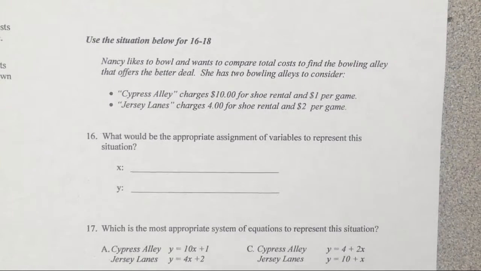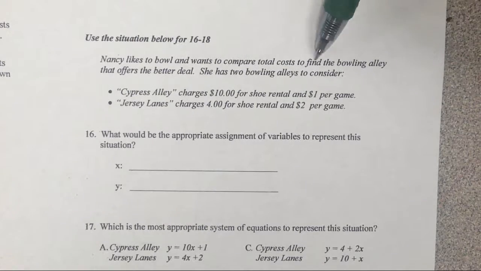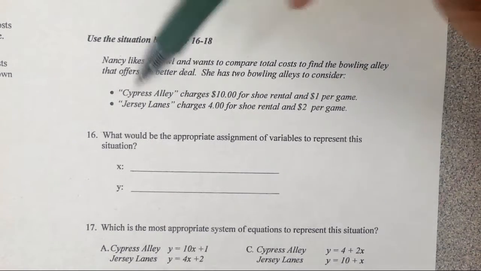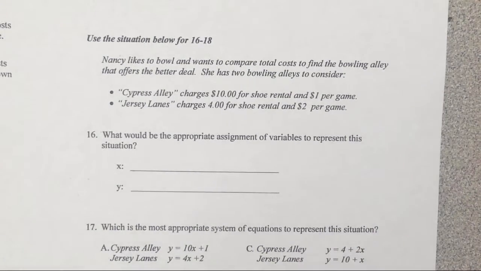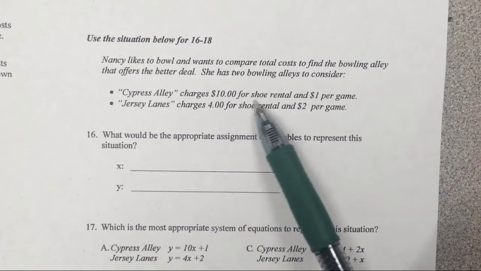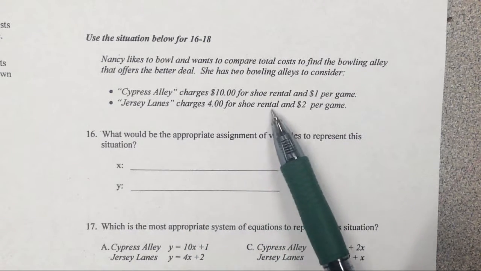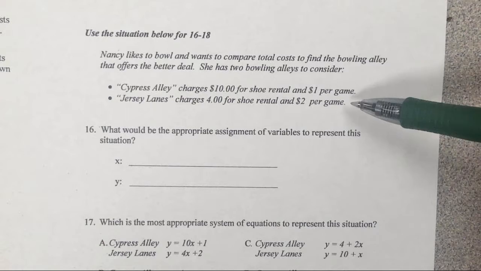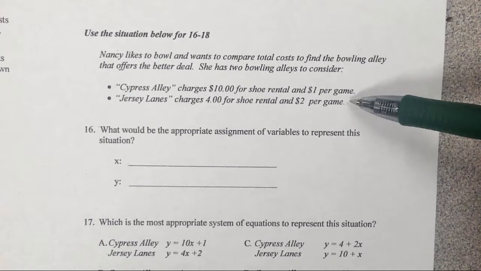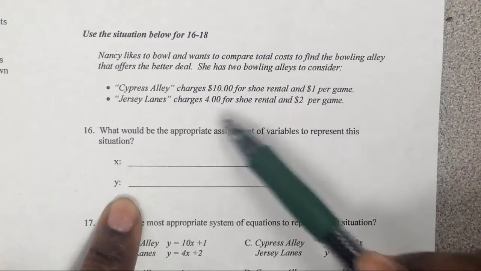Number 16. It says Nancy likes to bowl and wants to compare total cost to find the bowling alley that offers the better deal. She has 2 bowling alleys to consider. Cypress Alley charges $10 for shoe rental and $1 per game. Jersey Lane charges $4 for shoe rental and $2 per game. We need to try to figure out what the X represents and what the Y represents according to this information.